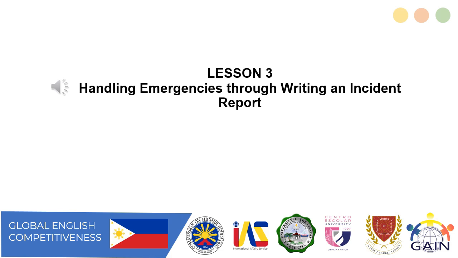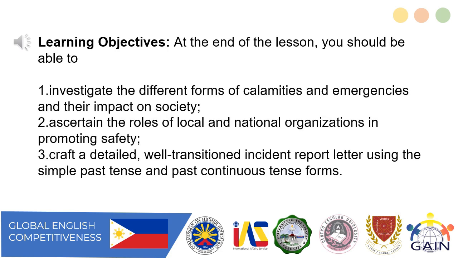Welcome to Module 8, Lesson 3, Handling Emergencies through Writing an Incident Report. At the end of this lesson, you are expected to first investigate the different forms of calamities and emergencies and their impact on society. Next, to ascertain the roles of local and national organizations in promoting safety. Lastly, to craft a detailed, well-transitioned incident report letter using the simple past tense and past continuous tense forms.